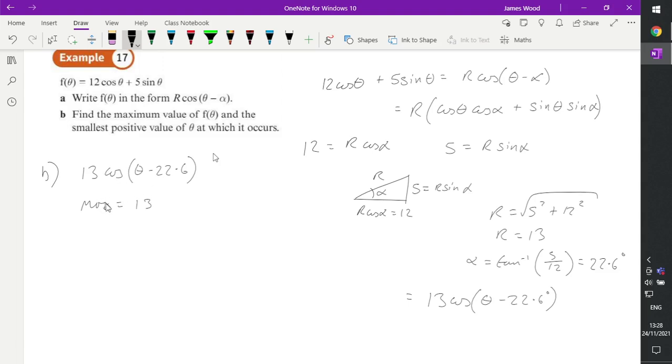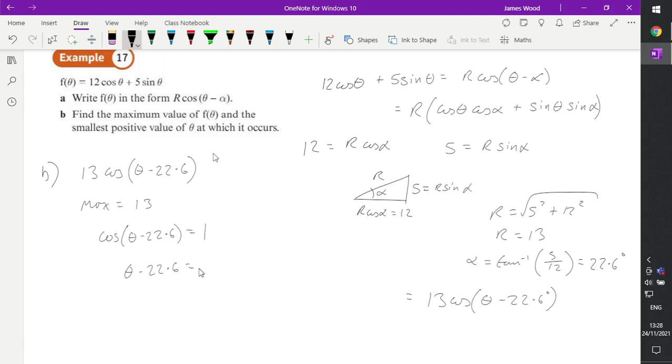Now where does it occur? Well, we want the maximum to be where this function is equal to 13. Well, that's the same as where cos(theta minus 22.6) is equal to 1. You could set it equal to 13 and then divide both sides by 13. But the important thing is this function is at its maximum when the cos part of it is equal to 1, because that's the maximum value of cos. Now I've just got to solve this.